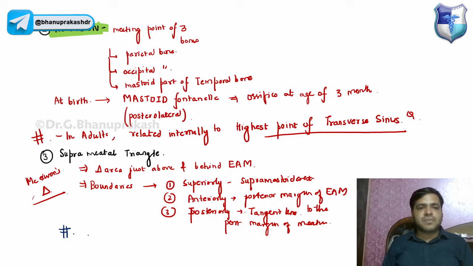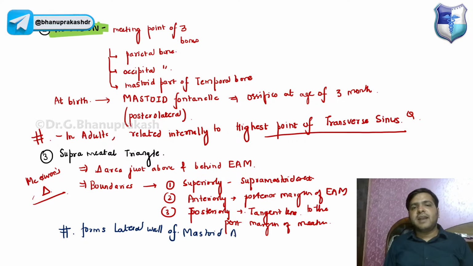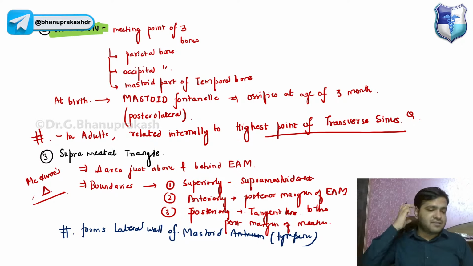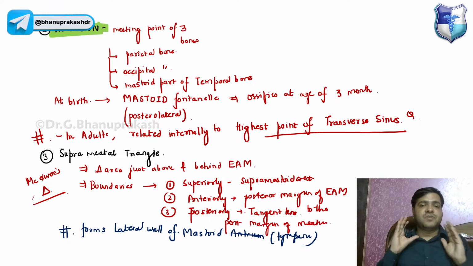Remember that it forms the lateral wall of the mastoid antrum, which is also called the tympanic sinus, guys. The mastoid air cells are present behind this area. Again, guys, to reach the middle ear.